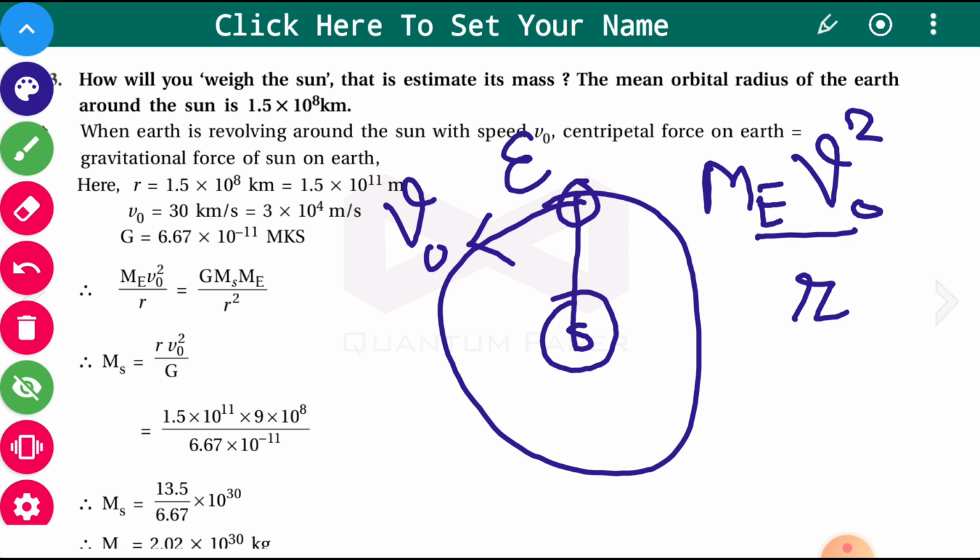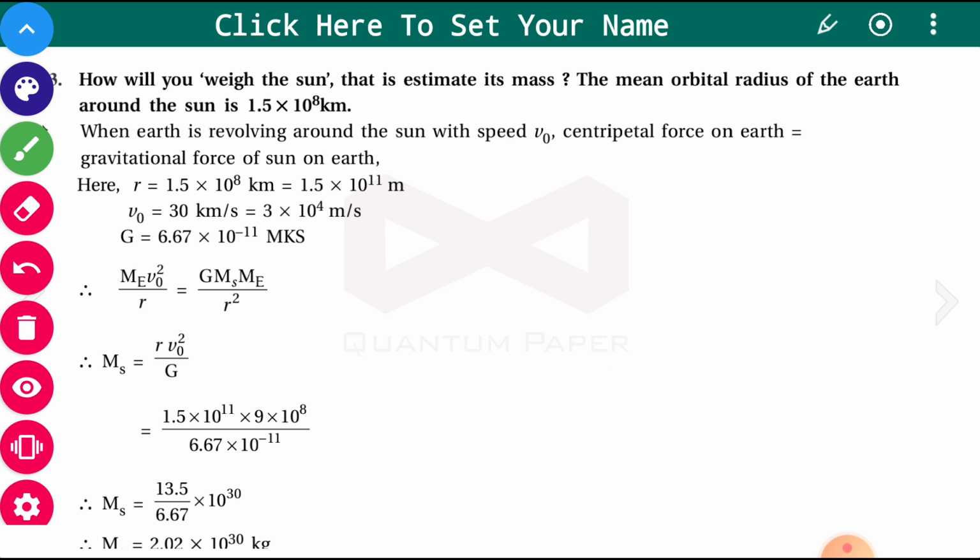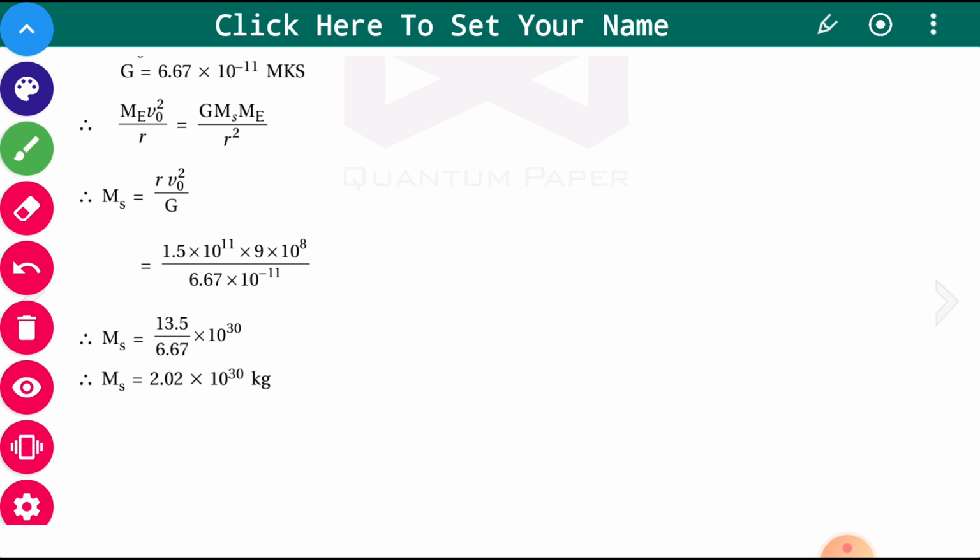This centripetal force is provided by the gravitational attractive force, that is G Ms me upon r square. If you make Ms, that is the mass of the sun, the subject of the formula, here me will be cancelled out. Then the mass of the sun will be r vo square upon G. Radius is given, orbital speed is given, all the values are known to you. We just have to place those values.